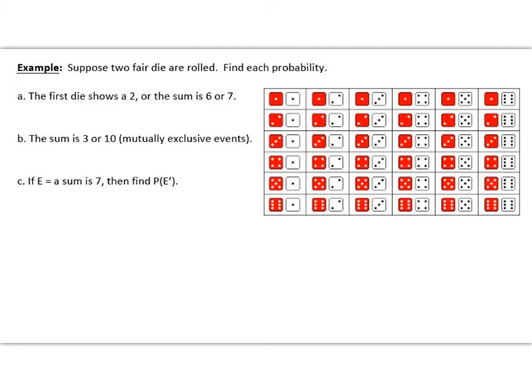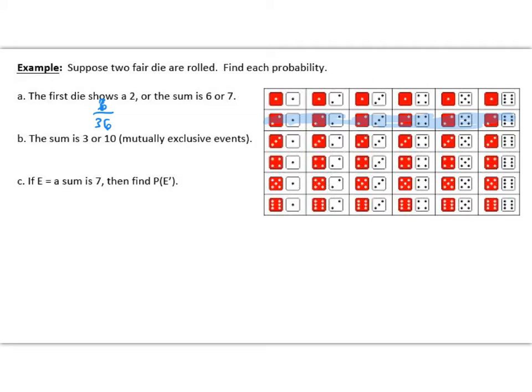Okay, so let's take a look at this idea. Two fair dice are rolled, and we find each probability. All right, now the first die shows a 2. Well, let me go ahead and highlight those particular outcomes for you right here. They will be right across this row if the first die shows a 2. So that would be 6 out of 36 possible outcomes.